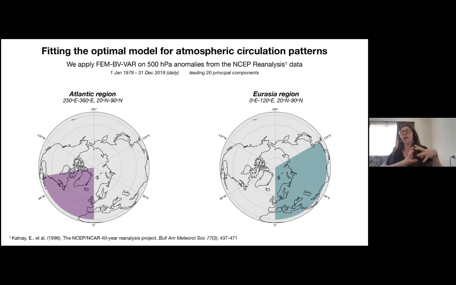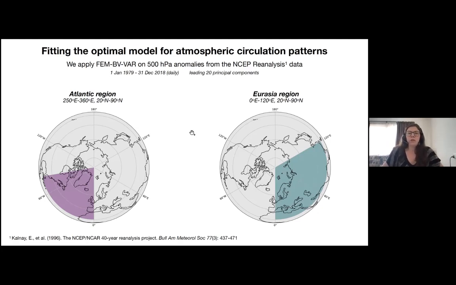However, the gridded data is still quite large, so that's not really feasible to do in this fitting procedure. So we have to still reduce that data. We take the leading 20 principal components instead. We do the PC analysis on that. In this case, 20 is well sufficient to cover the variability of the data. So we use those 20 principal components, and then we apply the FEM-BV-VAR on those 20 components each day. Our state space is 20, so to say, which I'll explain in a second again.